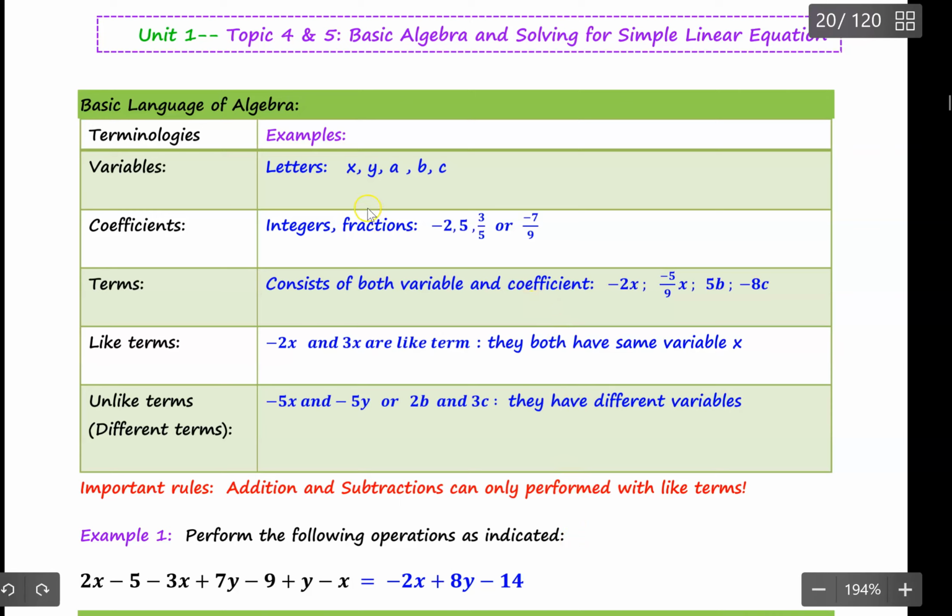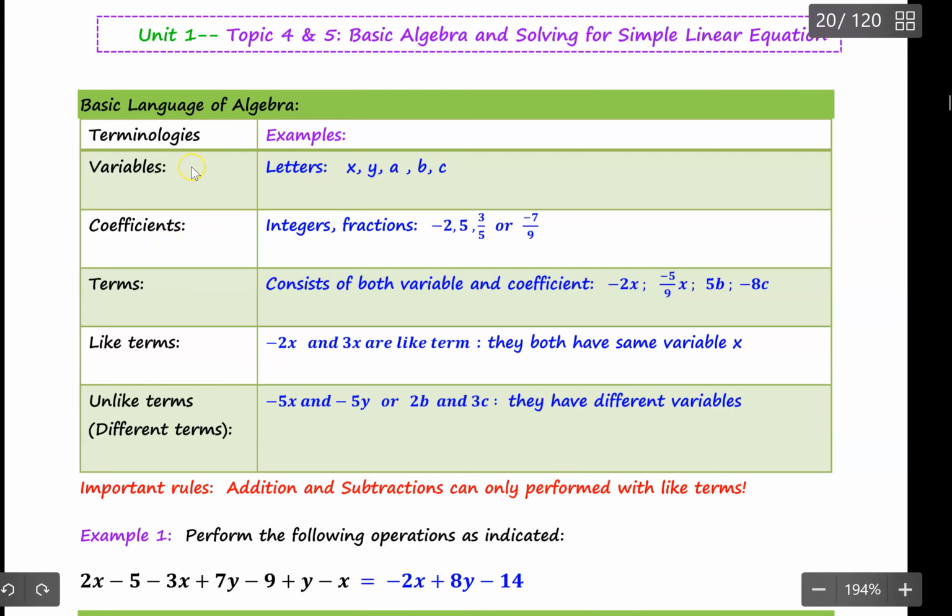For example, if I work with letters X, Y, A, B, C, any letters at all, if I involve them in my mathematical expression, I cannot call them letters, but they have a specific terminology which is called variables. Then the numbers that I use in my expressions, I can use integers, I can use fractions, such as -2, 5, 3/4, or negative fractions as well, then all of these numbers are called coefficients.